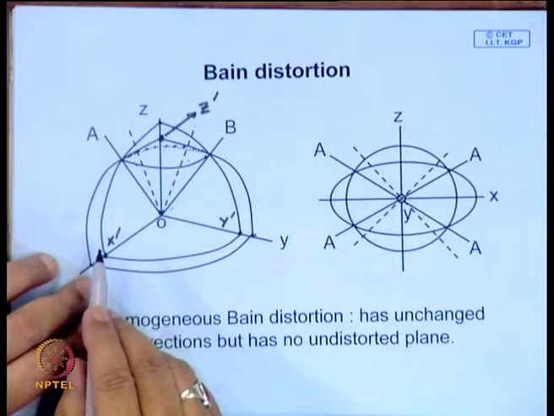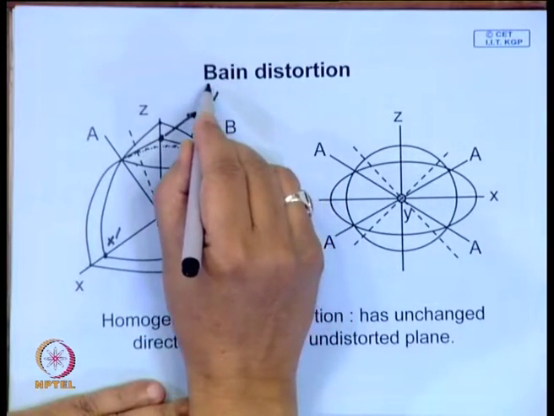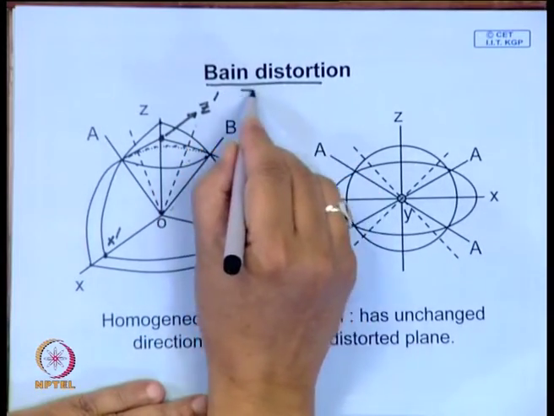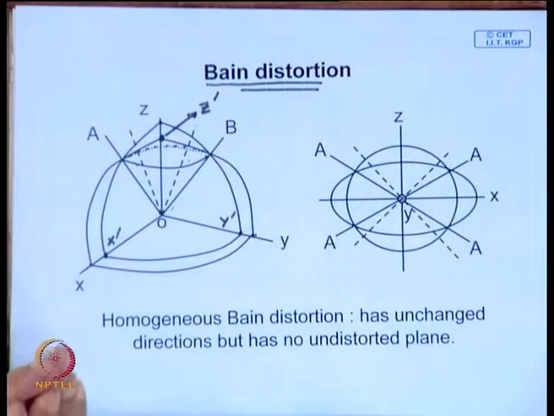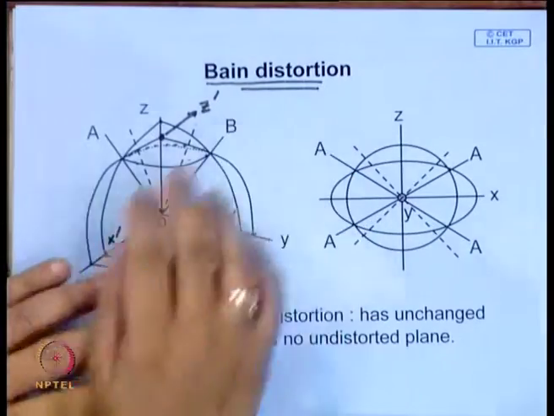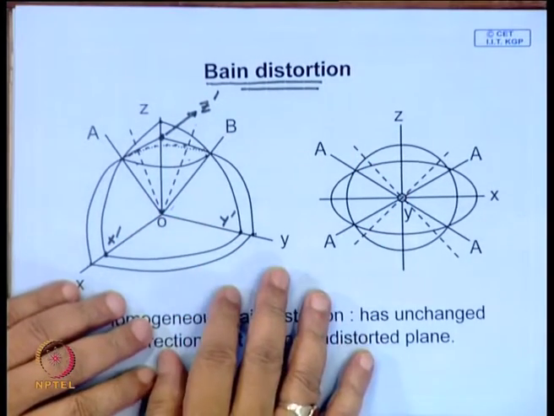Now, suppose this Bain distortion is a severe distortion, how will it be accommodated in the lattice? We know that if too much distortion or too high a stress is applied, the crystal deforms and its shape changes either through slip or through twinning.